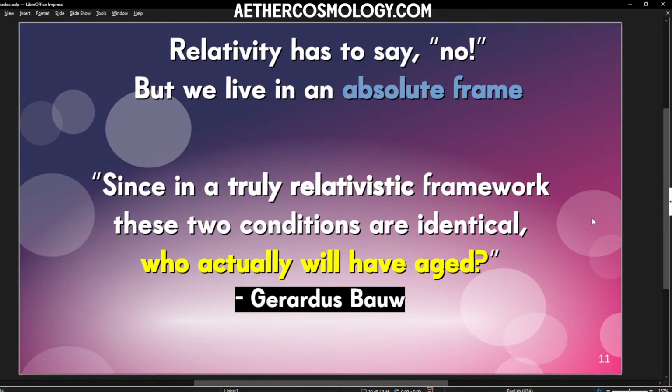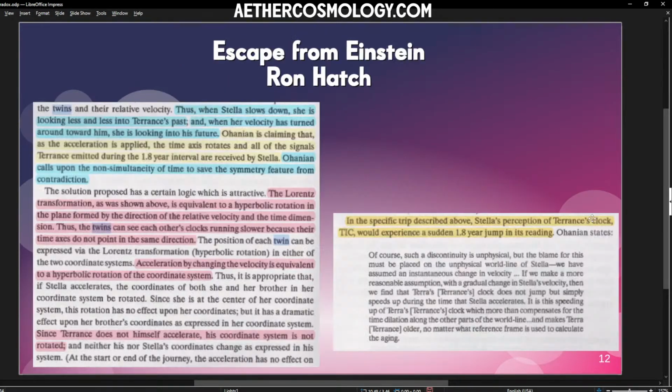Now, they try to make this their way out of it. They try to get their way out of this. They try to say they have an explanation. And here Ron Hatch is going to talk about this argument put forth by Ohanian, and I didn't actually go through and find Ohanian's argument about this because I just didn't have the time.